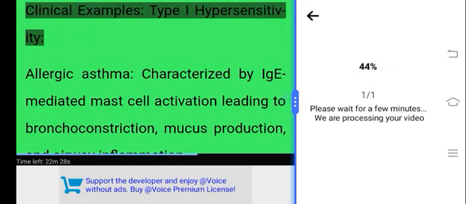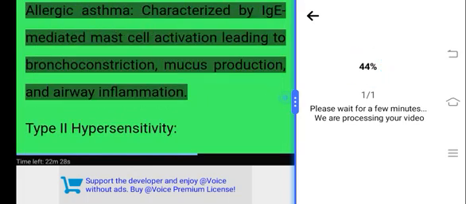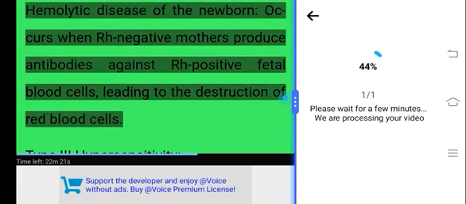Clinical examples, type 1 hypersensitivity. Allergic asthma, characterized by IgE-mediated mast cell activation leading to bronchoconstriction, mucus production, and airway inflammation. Type 2 hypersensitivity. Hemolytic disease of the newborn occurs when Rh-negative mothers produce antibodies against Rh-positive fetal blood cells, leading to the destruction of red blood cells.